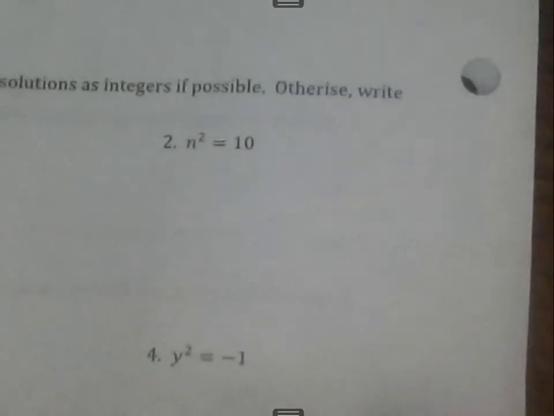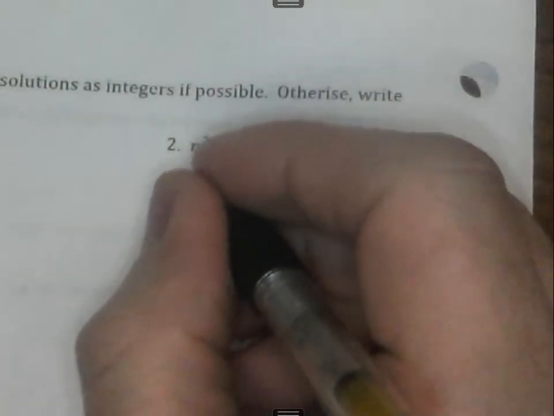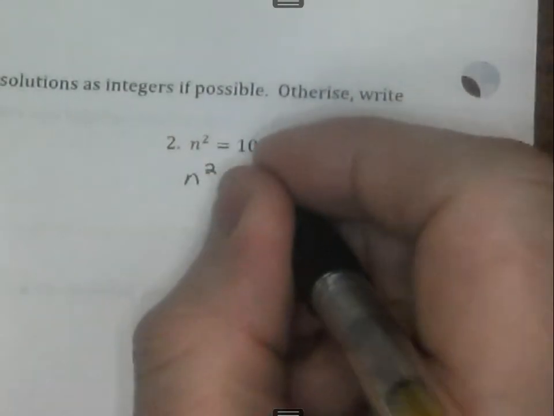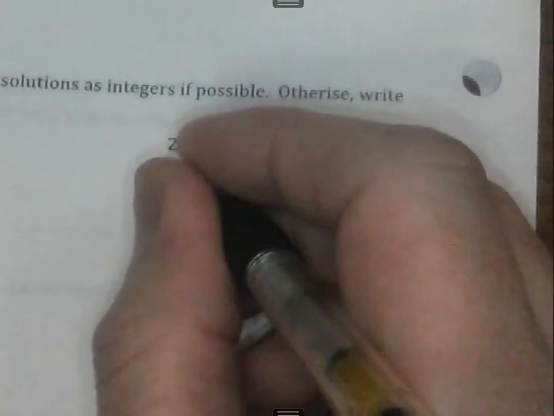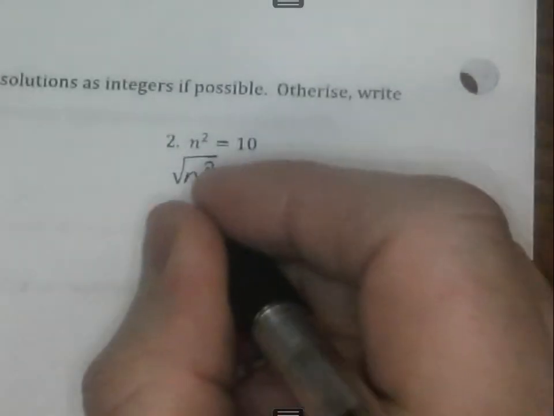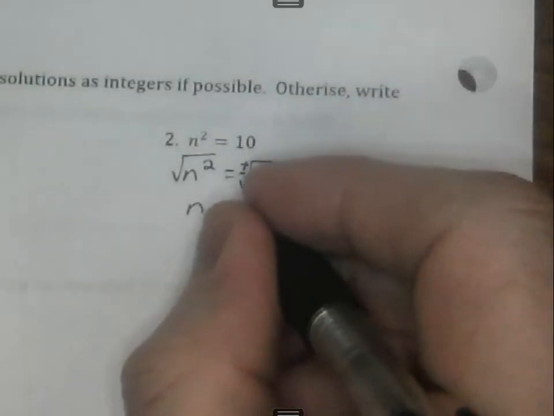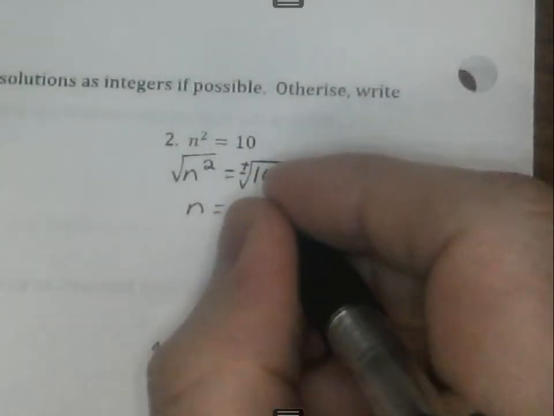Number 2, go ahead and try it. What we need to do is take the square root of both sides. So this will be n is equal to plus or minus the square root of 10.